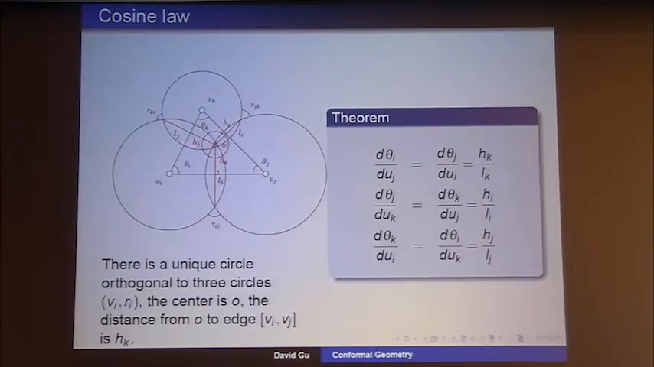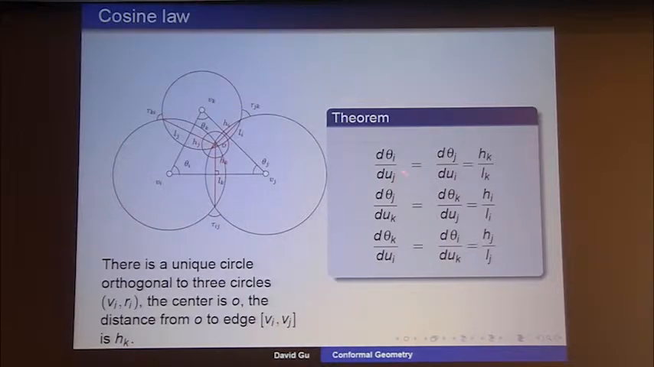Basically, suppose we have 3 circles, 3 black circles. There exists a unique circle, the red one, which is orthogonal to all 3 black circles. This circle is called a power circle. The center of the power circle is called a power center. Then from the power center to each edge, we define that as H. So Hi, Hj, and Hk.